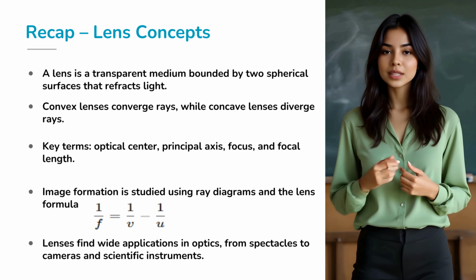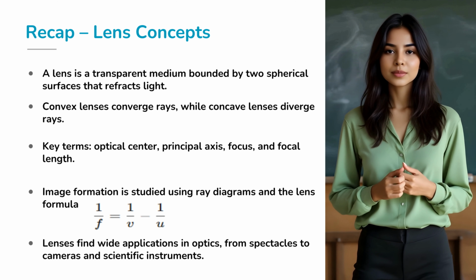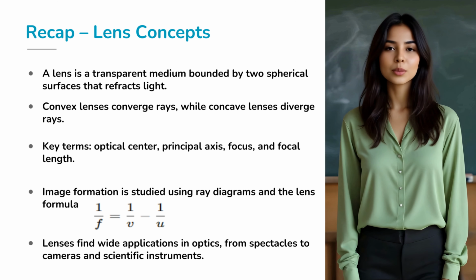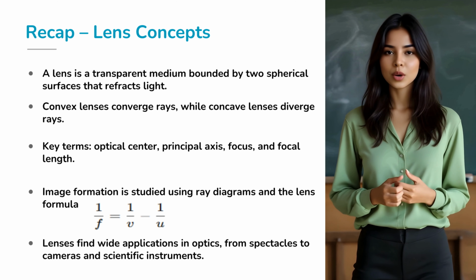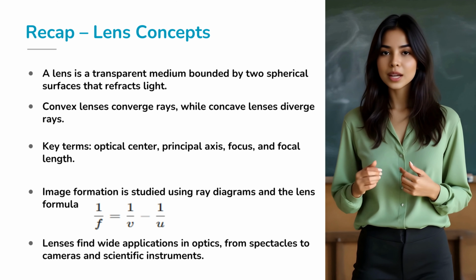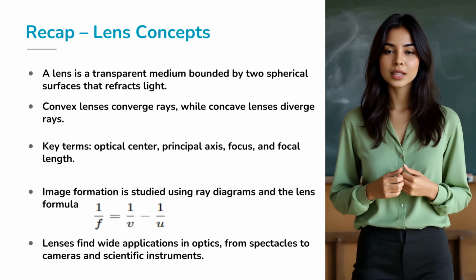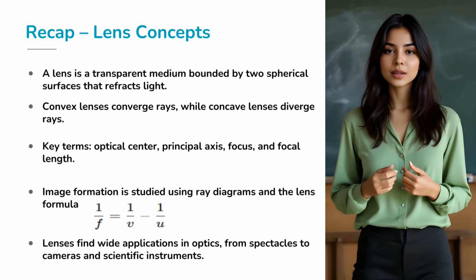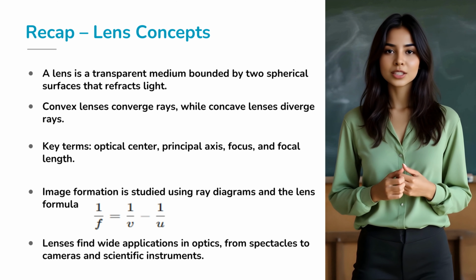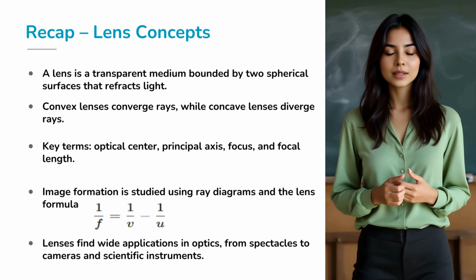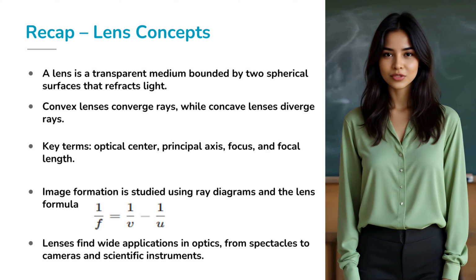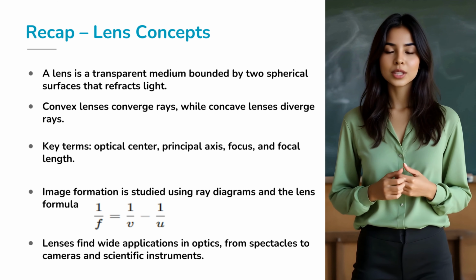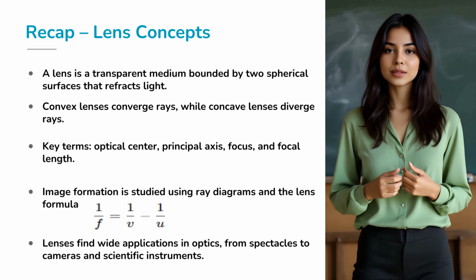Now, the two families, convex and concave. Convex lenses gather or converge rays of light, like a team captain pulling players together. Concave lenses do the opposite. They spread or diverge rays, like friends running in all directions at recess time. Then we had our key terms, the principal axis, the optical center, the focus, and the focal length. These are the ABCs of lens language. Without them, ray diagrams would feel like reading a book without knowing the alphabet.